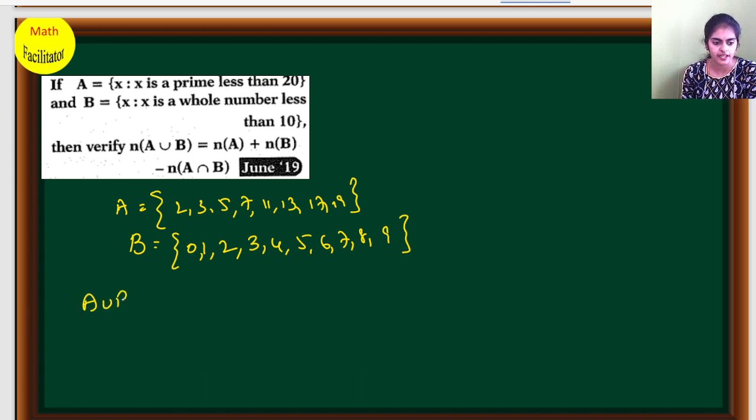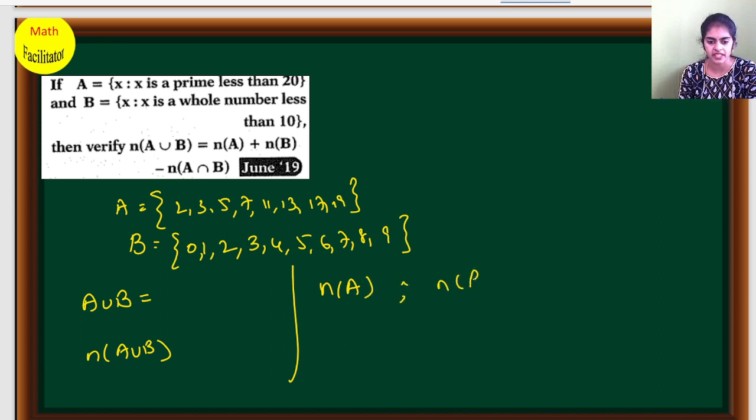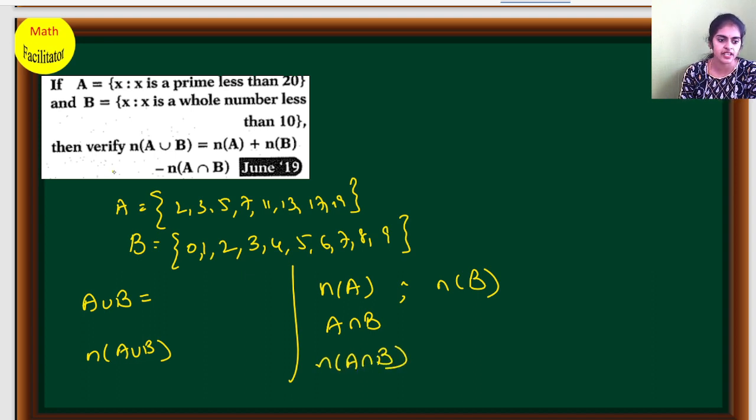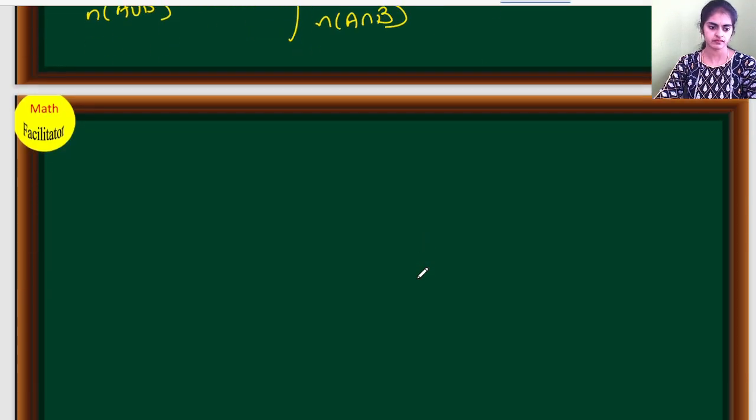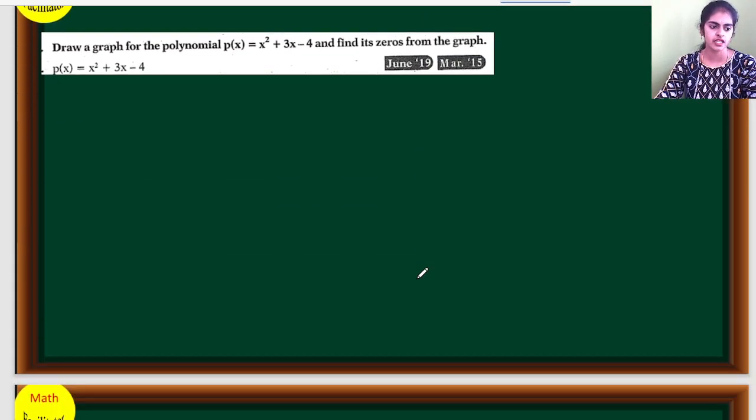Firstly, find what is A union B. Then find N of A union B. Then find how many elements are there in A, N of A, also find N of B, and also find A intersection B, then N of A intersection B. Then try to verify this. Try to see if N of A plus N of B minus N of A intersection B, whatever value you are getting, is equal to N of A union B or not. Okay, do this question by yourself.